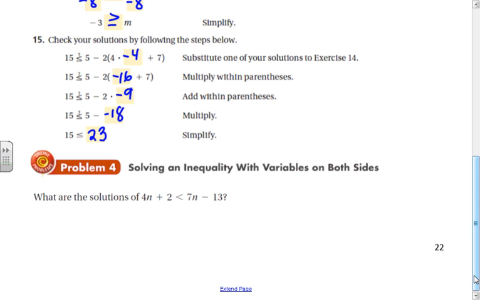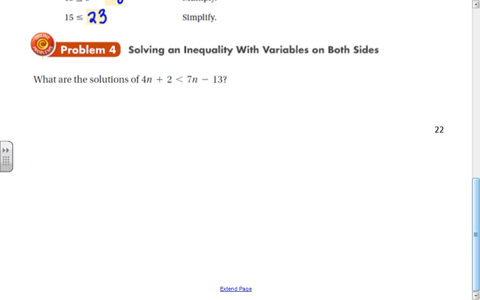All right. If we have variables on both sides, what we want to do is get the variables to one side of the inequality and get the constants to the other side. So in this problem, we have 4n plus 2. Just so we don't have to worry about changing the sign, let's start by getting the variables to the right side here, by subtracting 4n from both sides. When we do that, we get 2 is less than 3n minus 13. Then to get the constants to the other side, we're going to add 13.